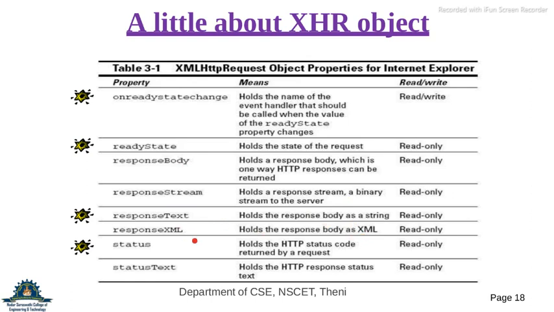Next thing is about the status. It holds the HTTP status codes. You can look at the status at the corner of the web page. The next thing is statusText, like your HTTP, which is either version 1.1 or something else. You can get the content. So these are the things. You can note down that these are the XMLHttpRequest object properties for Internet Explorer. We have gone through this already in Unit 2. Now I'm just discussing the same.